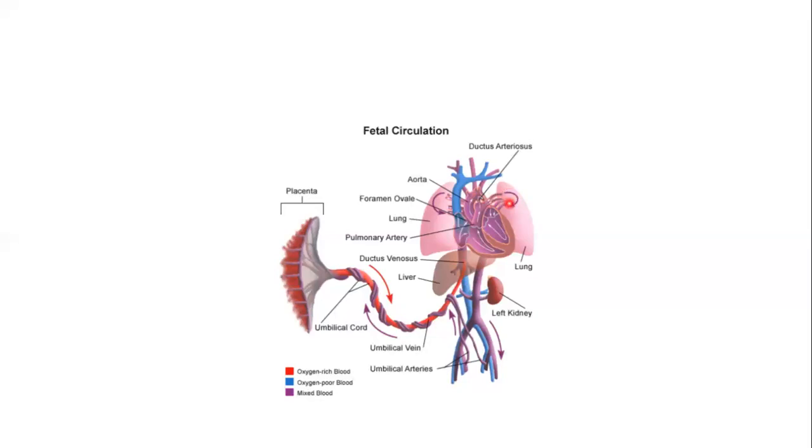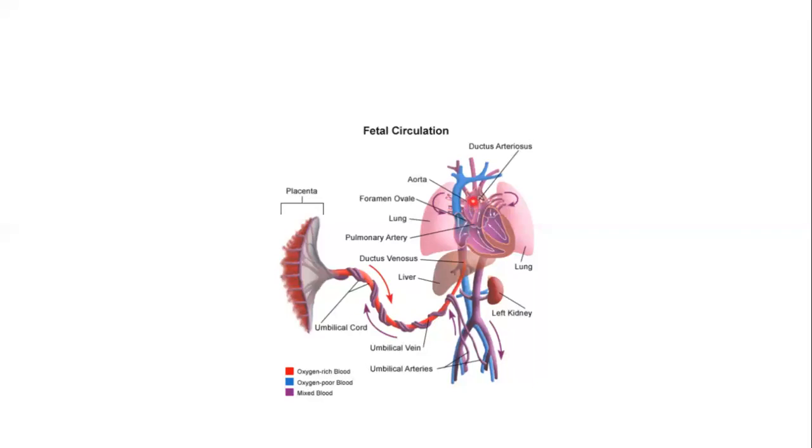Then from the lungs it goes through the pulmonary vein. Then from the pulmonary vein it goes into the left atrium. From the left atrium, it will go to the left ventricle. From the left ventricle, it will now go to the aorta. So you've seen the way the blood is moving.